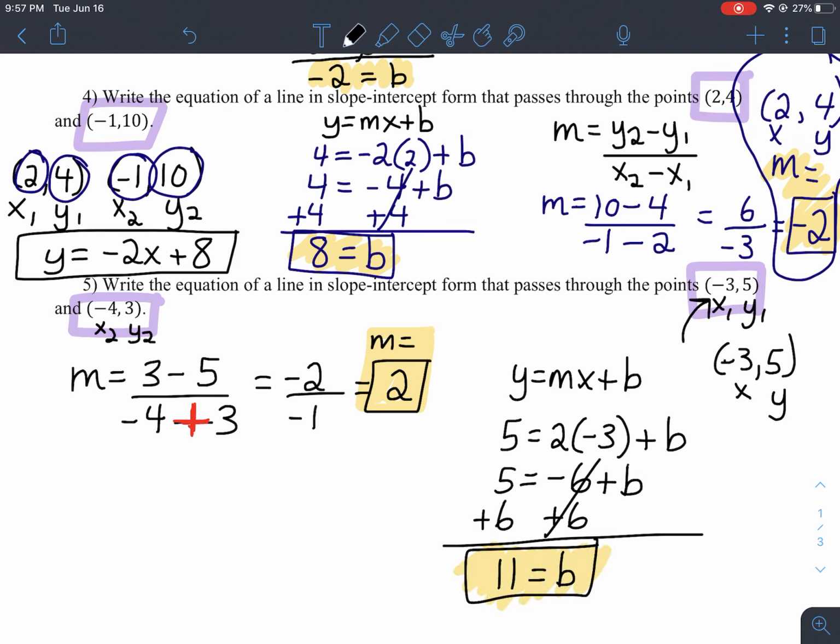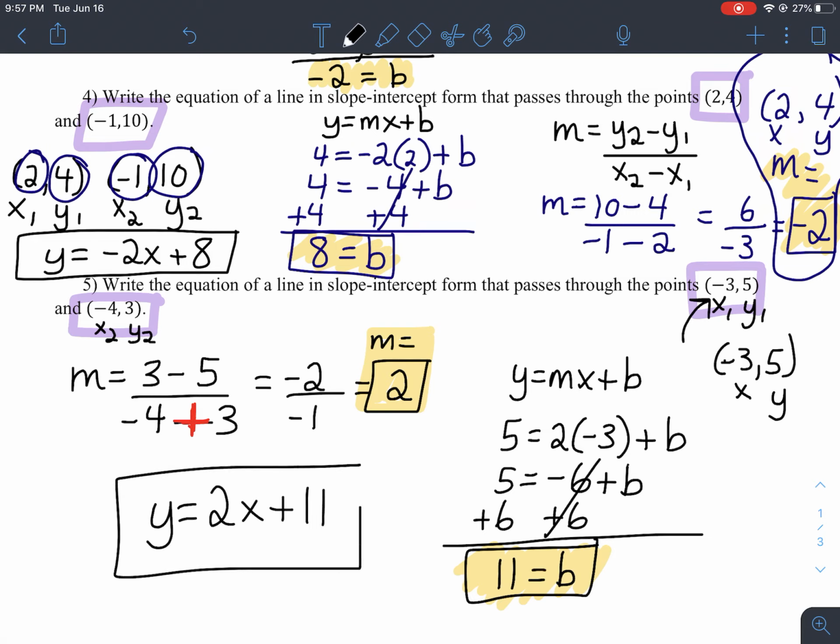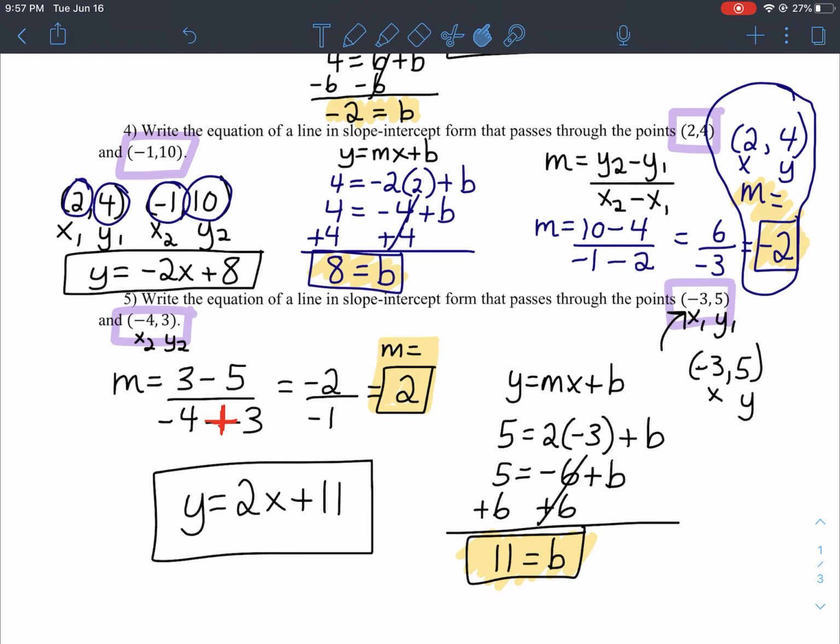So now we have enough to write our equation. We know that m is 2, and b is 11. So there's our equation, y equals 2x plus 11.